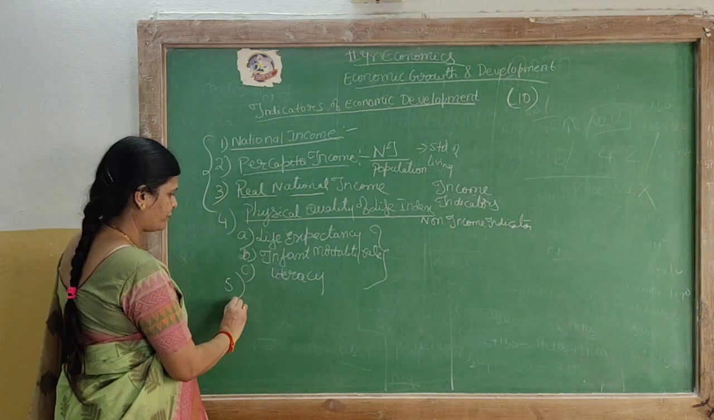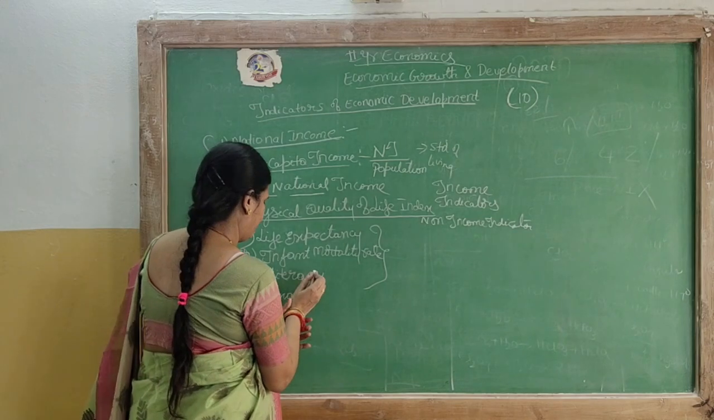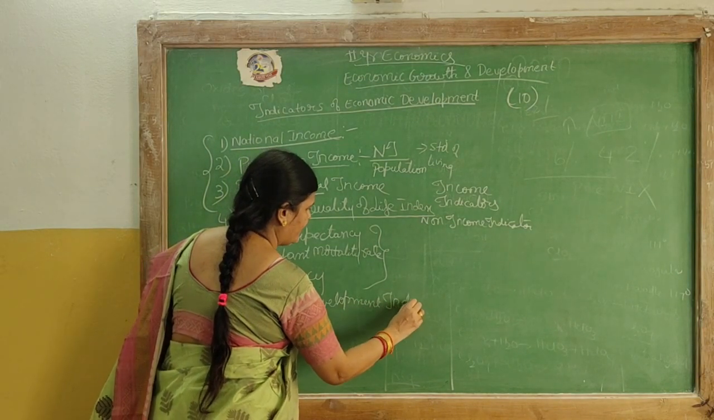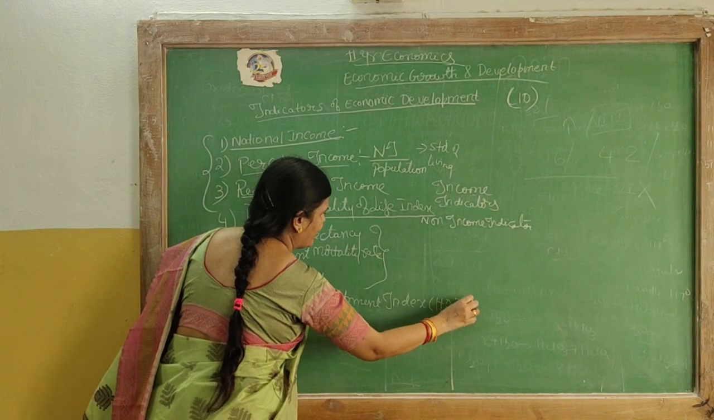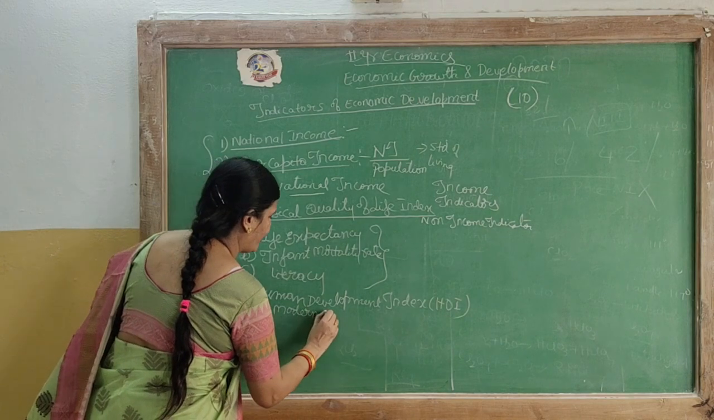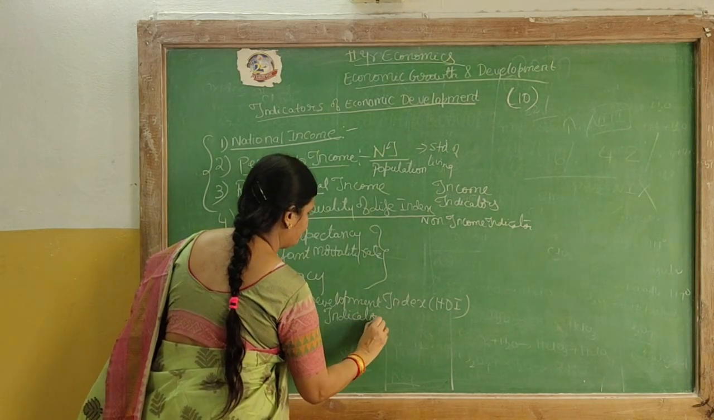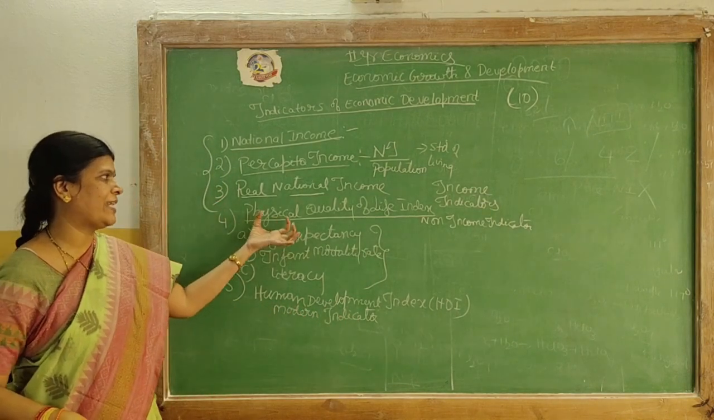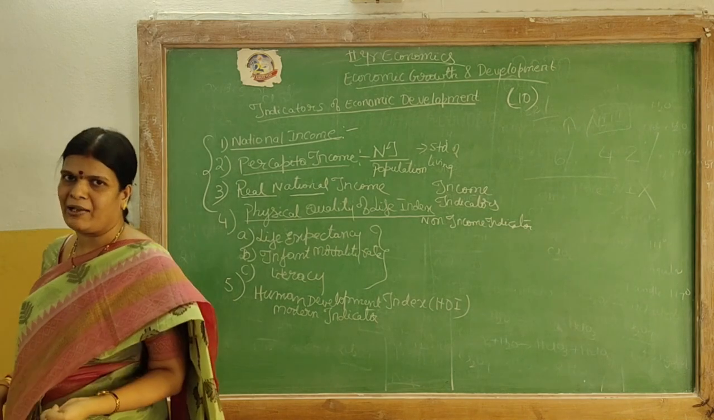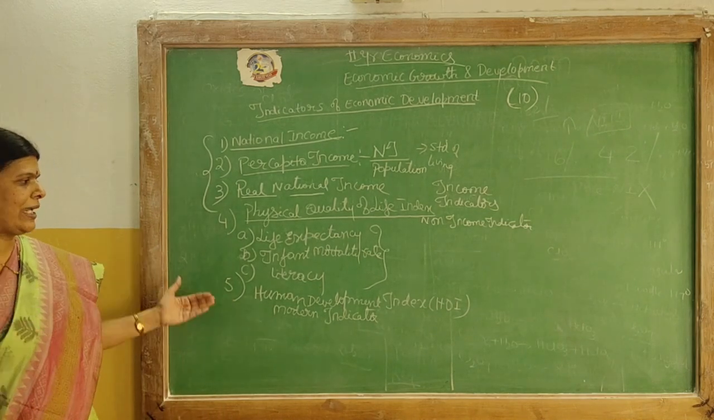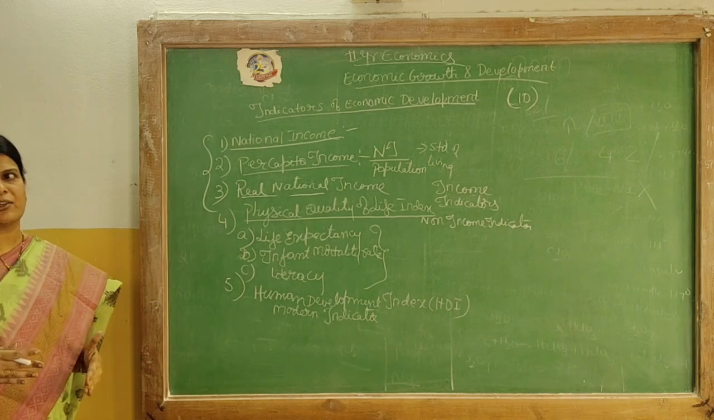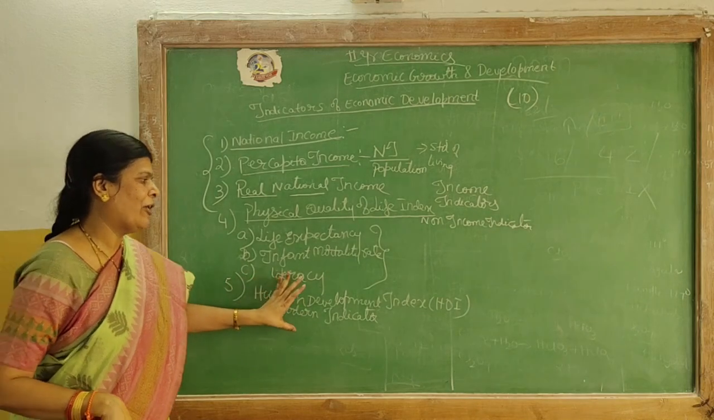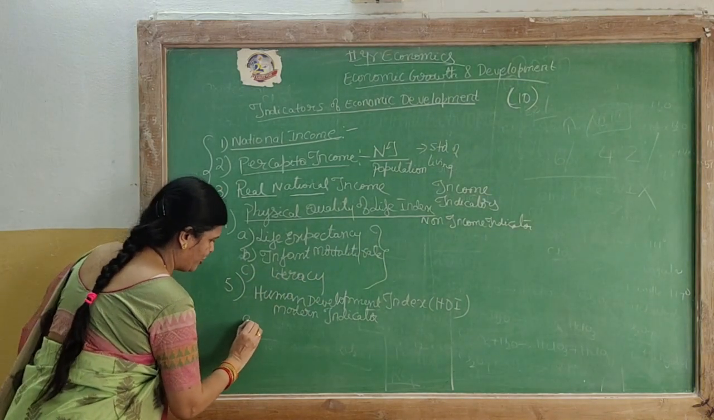Fifth one is the human development index. We call it HDI. We consider this as a moral indicator. Human development means what? This is physical quality, this is human development. What is human development? It means human labor. Human capital is labor as a capital. We have two kinds of capital, human and economic. Human capital means labor. When we contribute to economic development through labor, this we also measure in three forms.